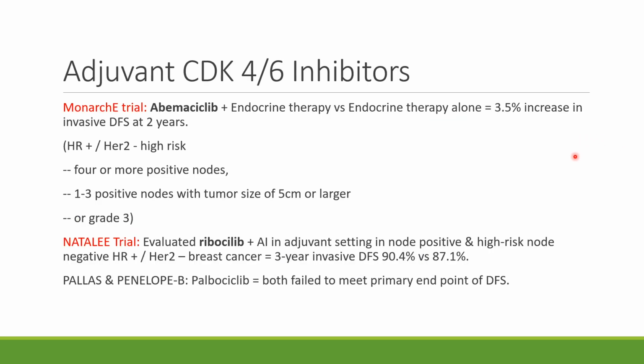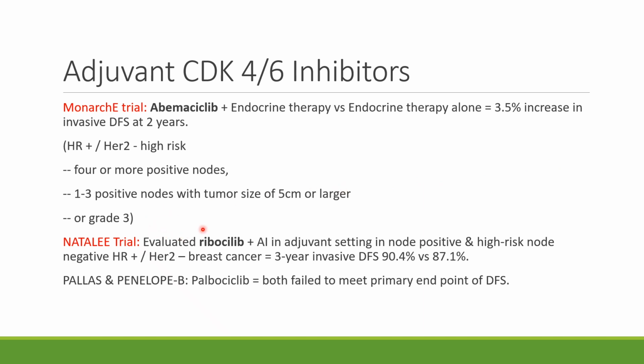Regarding the adjuvant indication of CDK4/6 inhibitors, the MONARCH-E trial investigated Abemaciclib, and it yielded a 3.5% increase in invasive DFS at 2 years. The indication was hormone receptor positive, HER2 negative high risk breast cancer patients. High risk features included 4 or more positive lymph nodes, or 1 to 3 positive lymph nodes with tumor size of 5 cm or larger, or grade 3 histology.